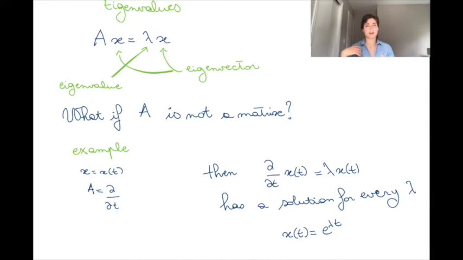Then our eigenvalue problem goes from being a matrix problem to actually being an ODE, a kind of an odd ODE, because what we have is that we want to find both lambda and X that solve the derivative of X with respect to t equals lambda times X. And this is an ODE that we know, and we know it has a solution for every lambda. The solution is x(t) equals e^(lambda t).